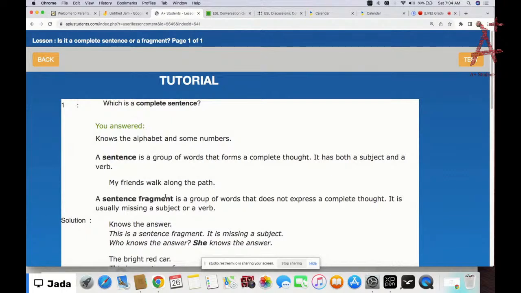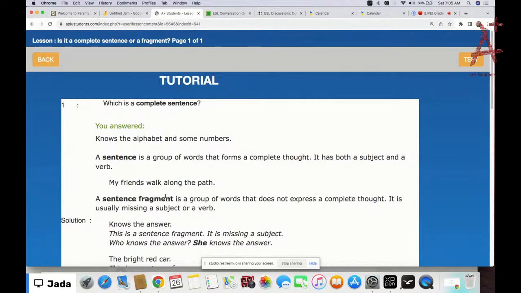Like I said, a complete sentence forms a complete thought. It has both a subject and a verb. But the sentence fragment is a group of words that does not form a complete thought. It is usually missing a subject or a verb. So that is it for the complete sentence and the sentence fragments. Remember again that the sentence fragment is a group of words that does not express a complete thought. It is always missing a subject or verb.